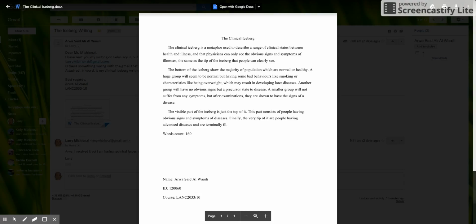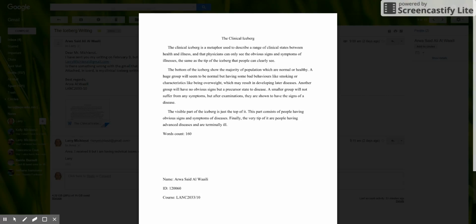I'm a little concerned that you're missing the main point, which is that much of illness we can't see until it's too late. So let's see how you do with the rest. The bottom of the iceberg shows the majority of population which are normal and or healthy. A huge group will seem to be normal but have some bad behaviors like smoking or characteristics like being overweight, which may result in developing later diseases or diseases later. I think you want to change the word order there with later diseases.